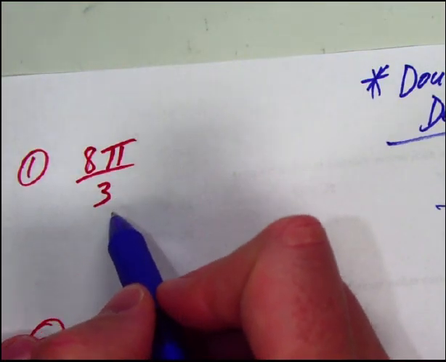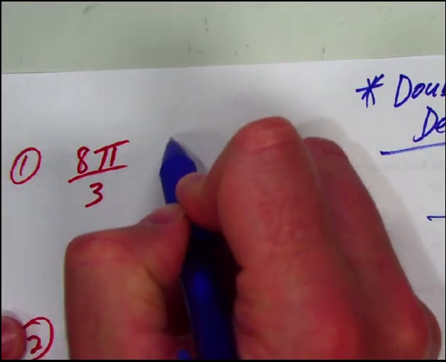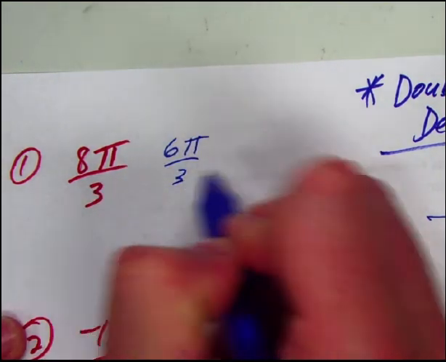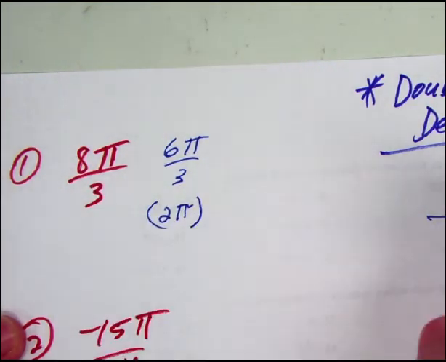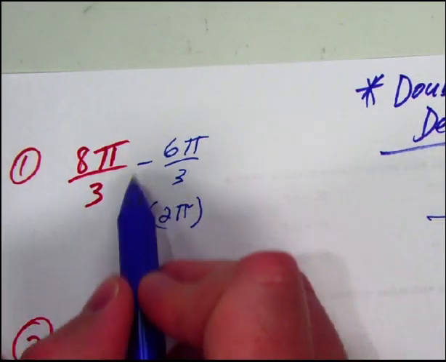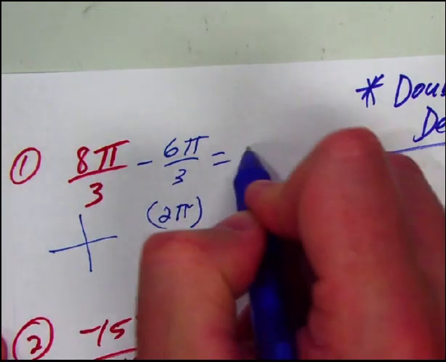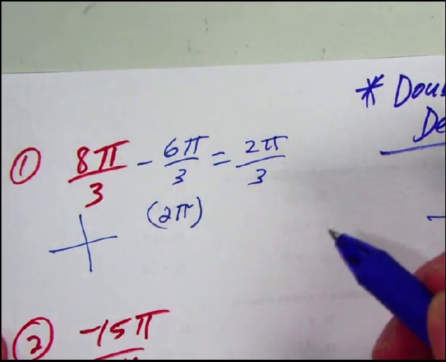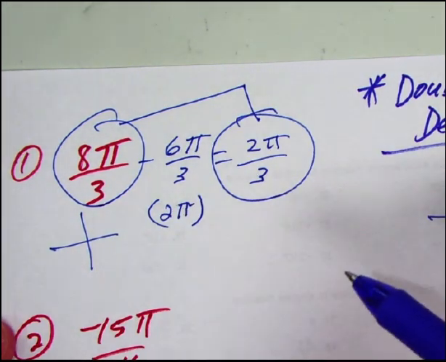So if I'm here with 8 pi over 3, then if I double my denominator, which would be 6, 6 pi over 3 would be a full lap, because that reduces to 2 pi. 2 pi is the same as 6 pi over 3. So if I just subtract that off, I'm taking away a full lap. Then 8 minus 6 is 2, so the answer would be 2 pi over 3 is coterminal. This is coterminal with 8 pi over 3.